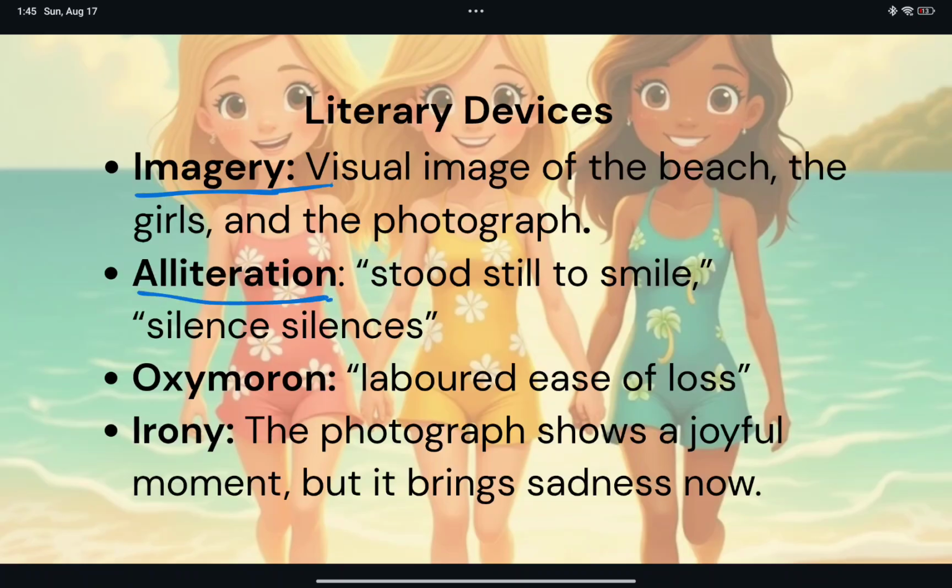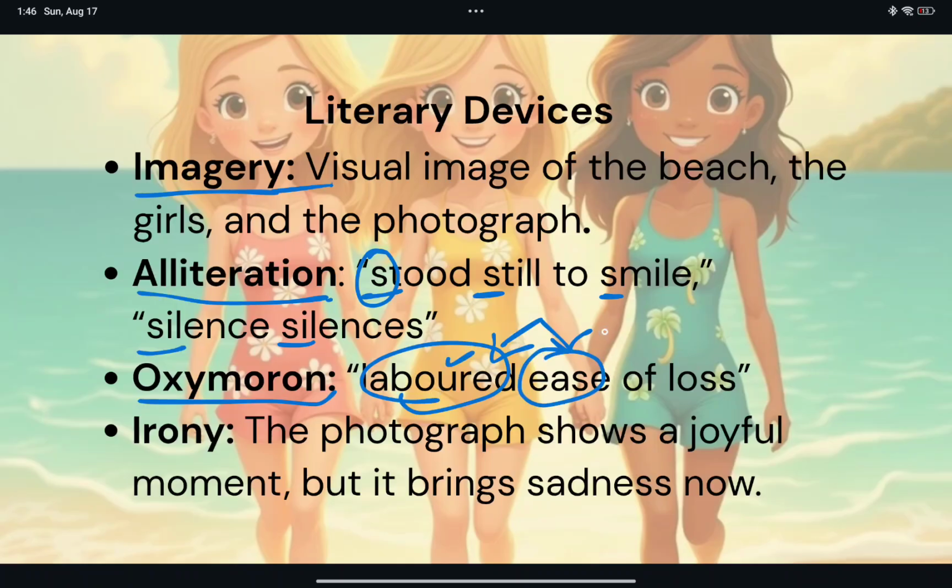Next is alliteration. In this phrase, like stood, still, smile, silence, silences, repetition of the S letter shows it is an example of alliteration. Oxymoron. We had discussed it previously also. Oxymoron is when two opposites are used in the same sentence. Labored means with struggle. Ease means simple. If you have achieved something with struggle, how can it be simple? So both of them are opposites. So this is an example of oxymoron.